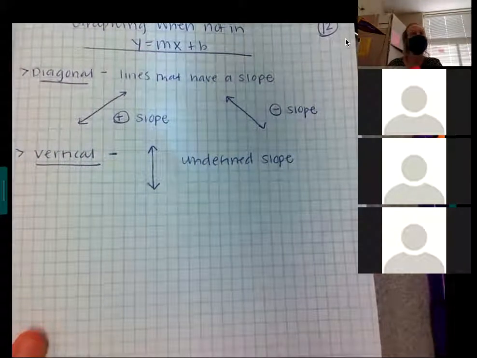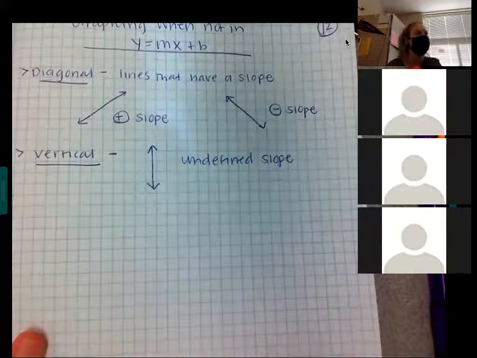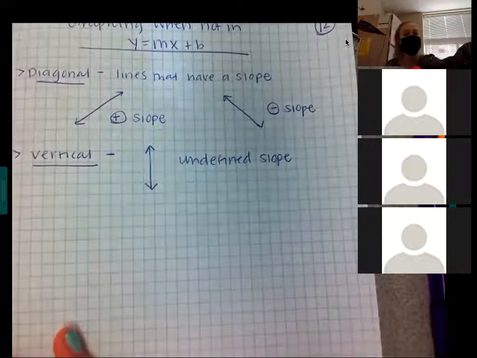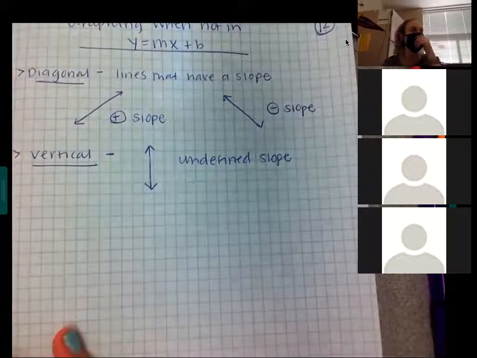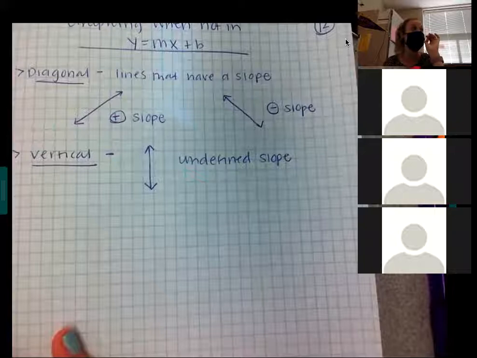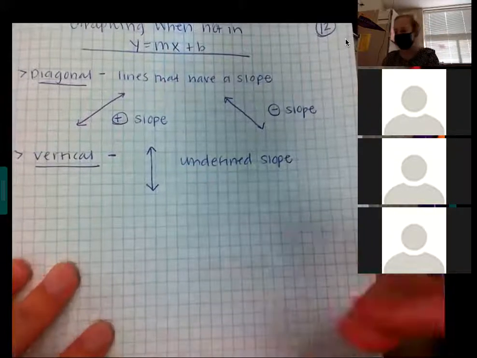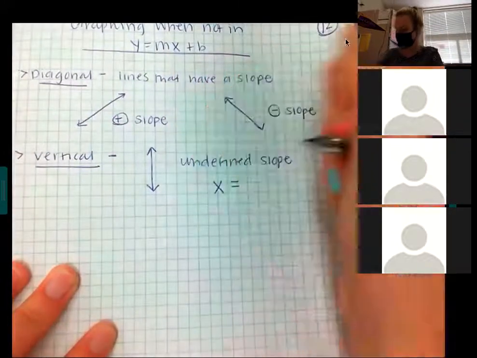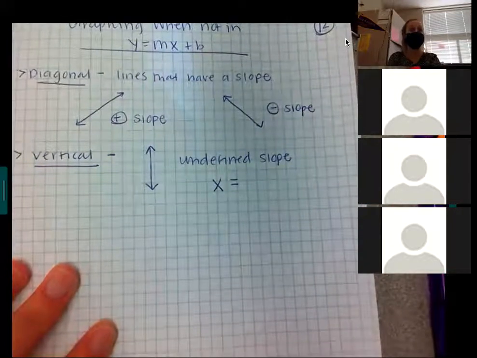Now let's talk more about vertical lines really quick. Who remembers from the homework our vertical line said what equals? It's not going to be y equals mx plus b because there's no slope. X equals, good. Vertical lines are x equals lines.